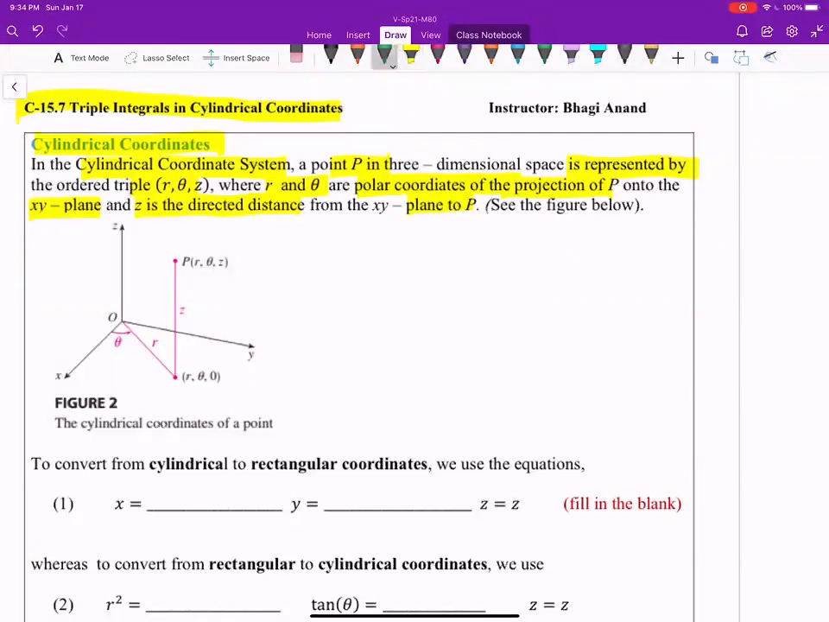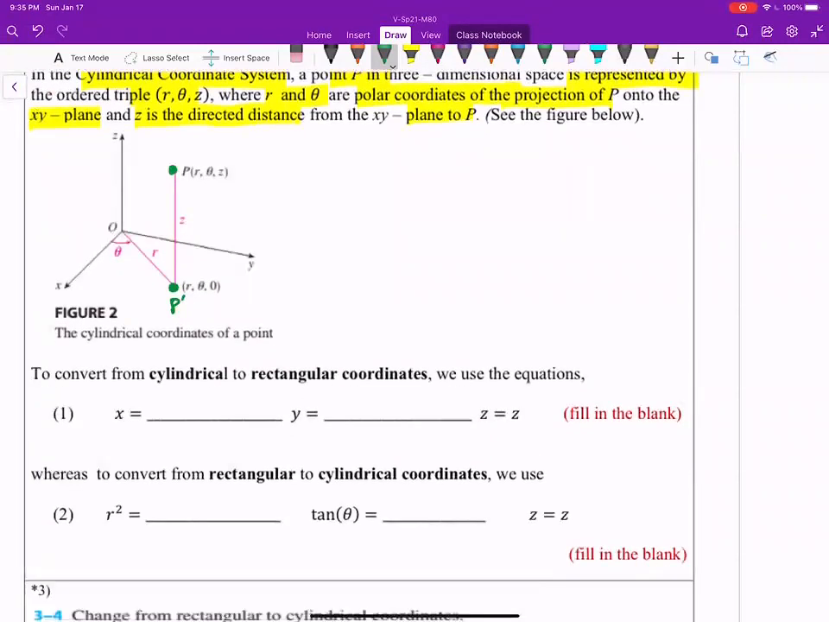So it is very clear from this picture. P is the point, and the projection of it is, let's say, P prime onto the xy plane. If you take the polar coordinates of the projection, the angle from OP prime to the x-axis is theta, and the distance from O to P prime is r. So it is the regular polar coordinates of the point P prime, which is the projection of the point P onto the xy plane. Now z is the perpendicular distance from P to P prime.